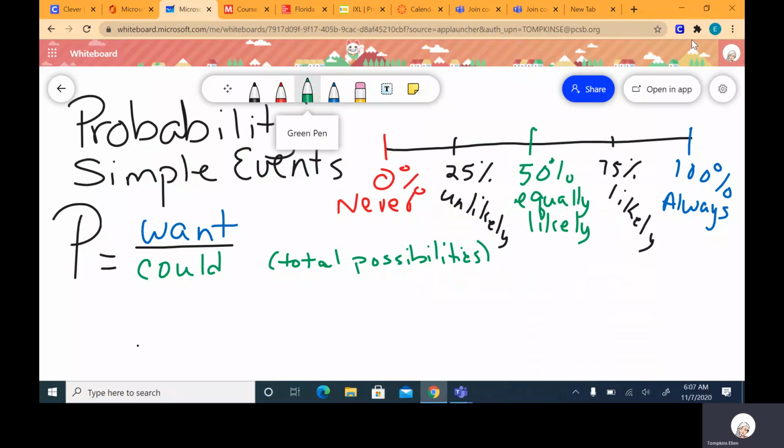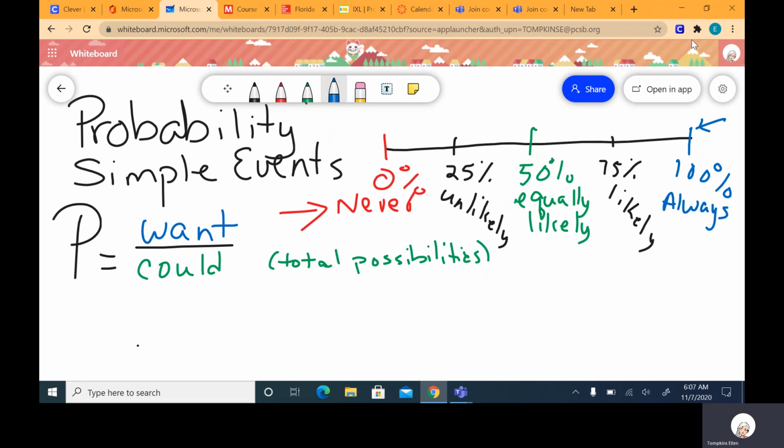All right, so we're going to talk about probability of simple events, and probability is measured on a scale of 0% to 100%. So it will never happen, 0% right here, or it will always happen, 100% right here.